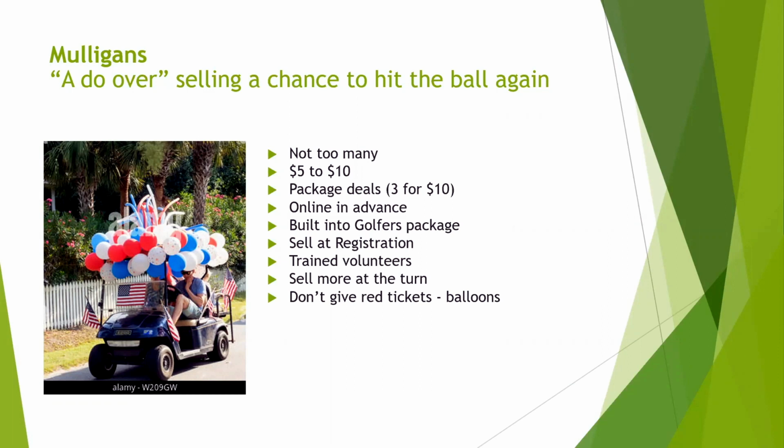Typically, mulligans go between $5 and $10, depending on your demographic group. I would encourage package deals, maybe three for $10, five for $20, that type of thing. And you want to consider making these available online in advance. A lot of times we're trying to scramble at registration and sell these mulligans, which is fine last minute, but you'll be much better served if you think about selling these as a package deal online, people buying in advance with their credit card, and it just really streamlines the process.